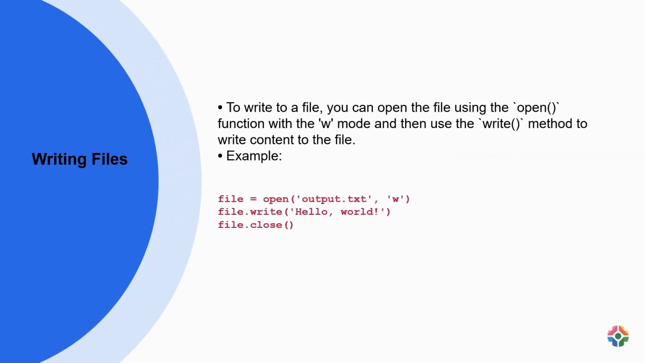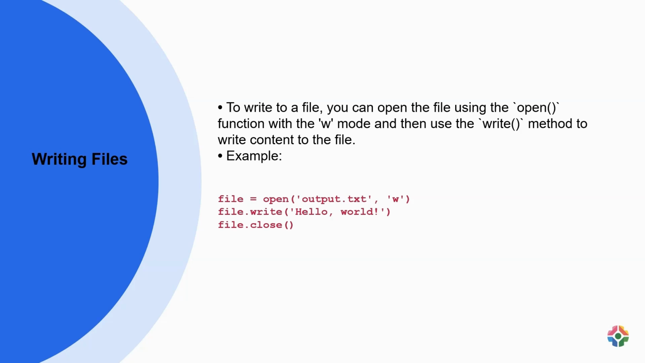When you need to write content to a file in Python, you can follow these steps. First, open the file using the open function with the w mode to write to the file. Next, use the write method to write the desired content into the file. Finally, remember to close the file using the close method to ensure the changes are saved. For instance, let's say you have a file named output.txt and you want to write the text "Hello World" into it. You would open the file with the w mode, write the content using the write method, and then close the file to finalize the write operation.